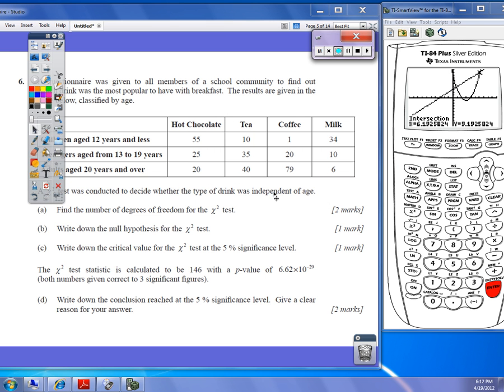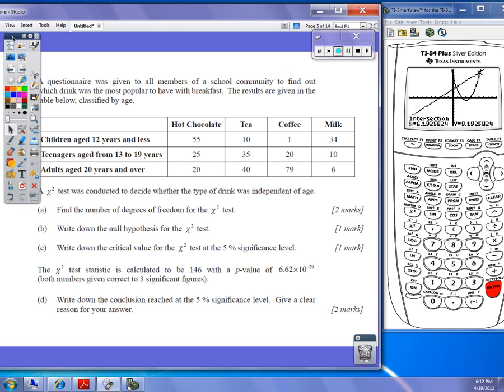Problem 6 from May '09, paper 1. Looks like a statistical chi-square test problem. The first thing that they ask us to do is to calculate the degrees of freedom in this problem. So we're going to be looking at the number of rows, which is 3 minus 1, times the number of columns, which is 4 minus 1, which gives us 2 times 3, which is 6.